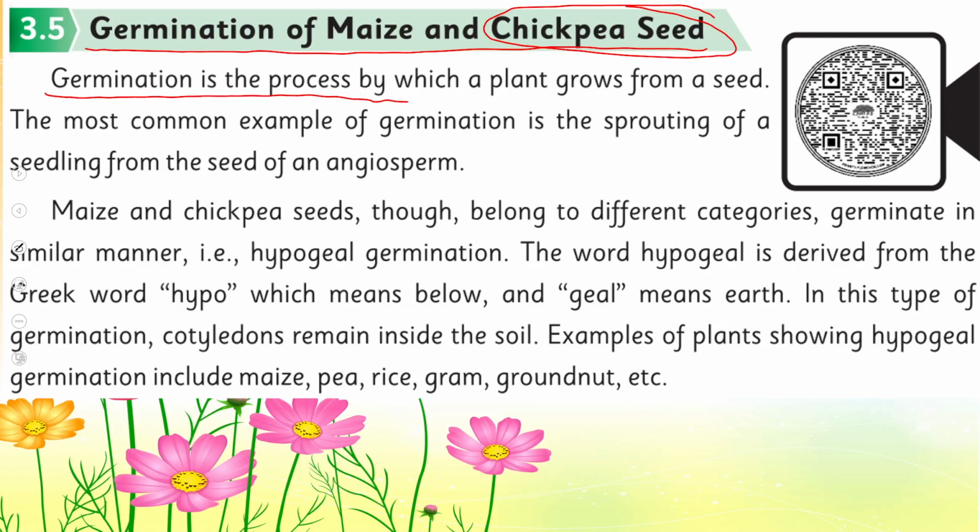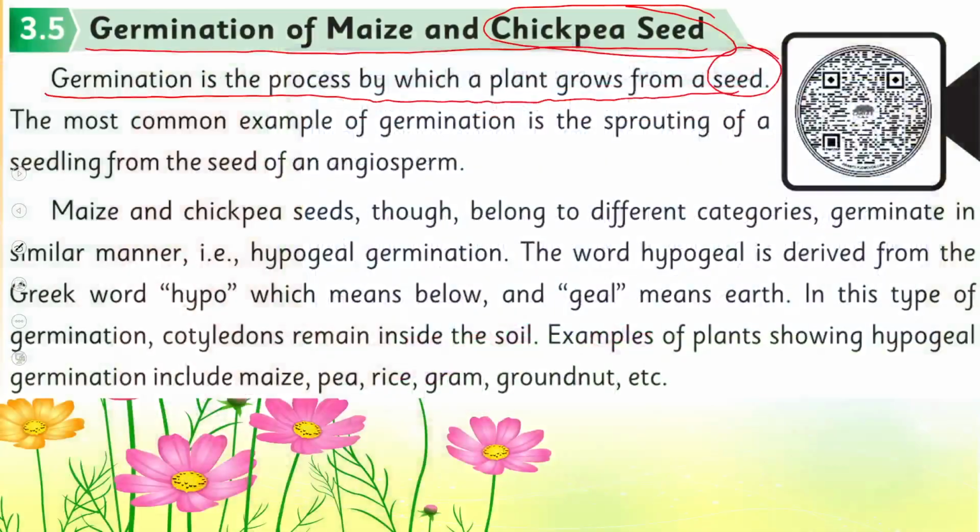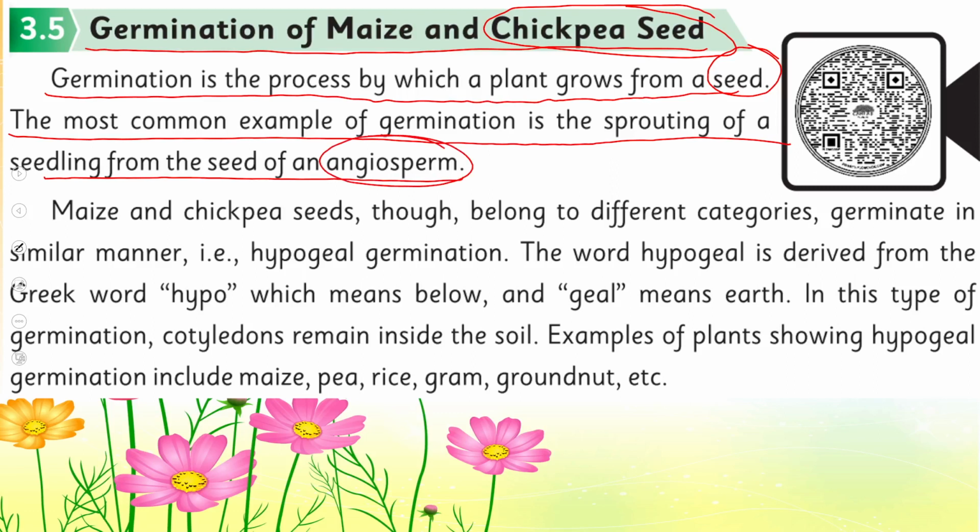Germination is the process by which a plant grows from a seed. So, my dear students, a process in which the plant comes out of the seed, that is called germination. The most common example of germination is the sprouting of seedling from the seed of an angiosperm.